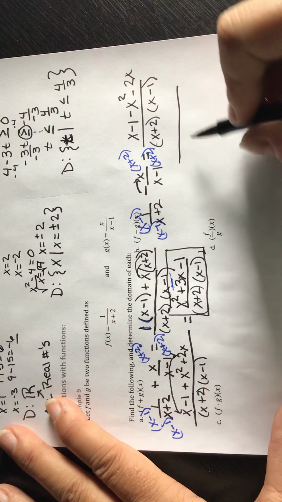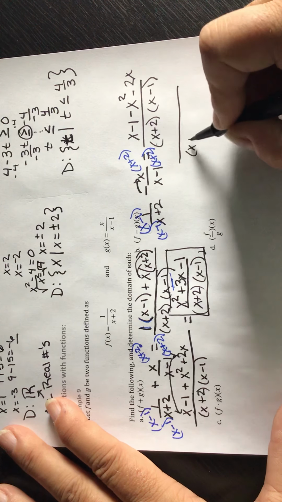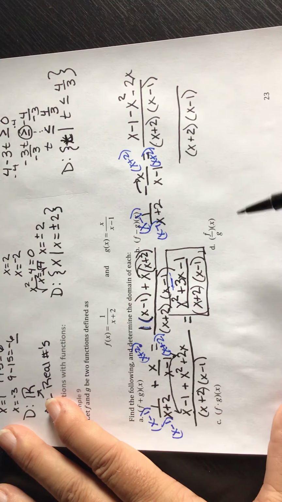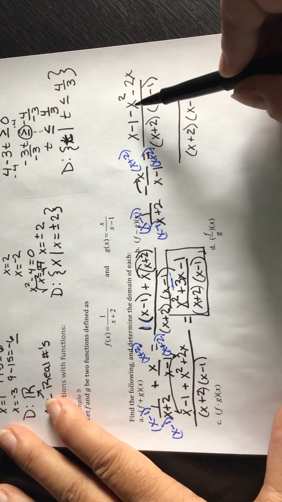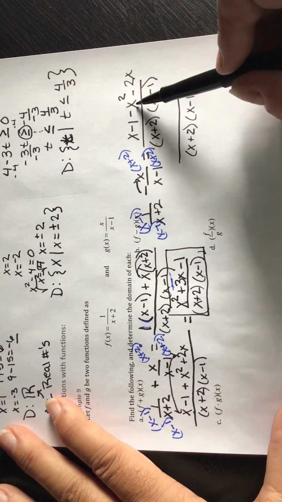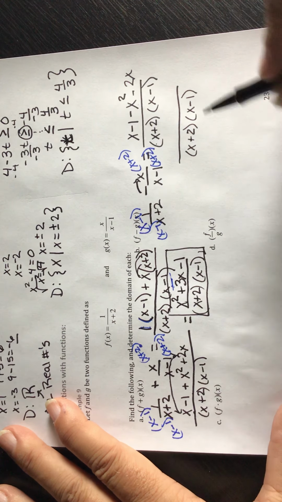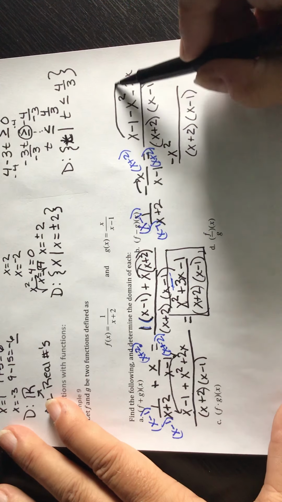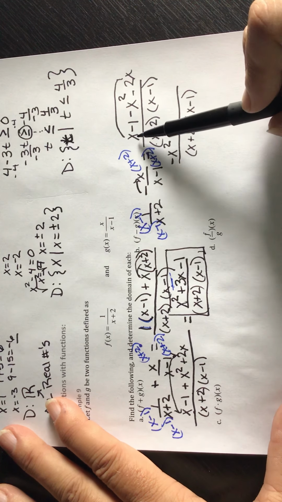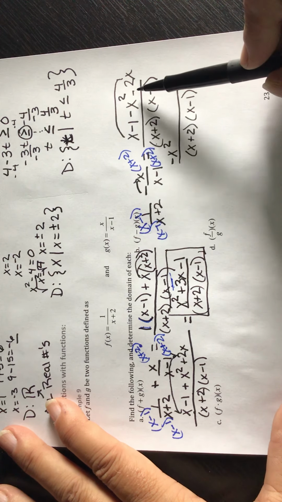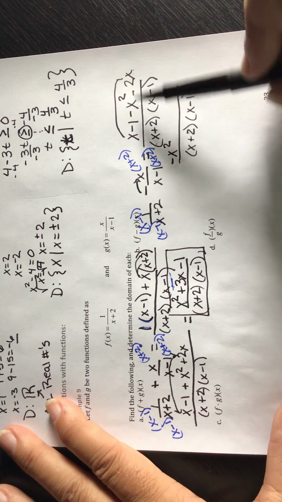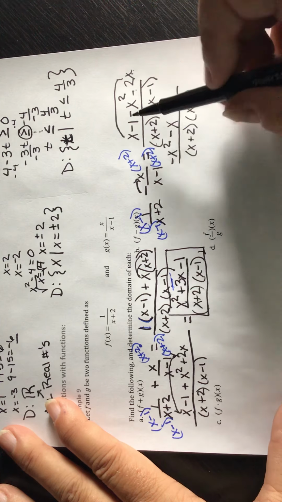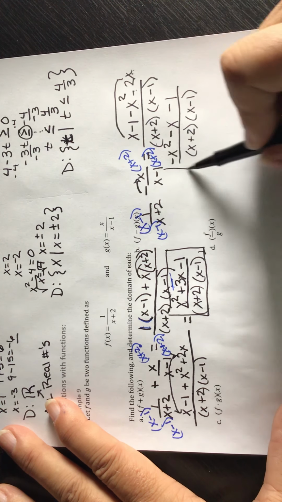Simplifying that, my common denominator keeps those factors, and my numerator takes the highest exponent. Now this is negative x squared. Now for my x's, I can combine like terms. I have positive x plus negative 2x, or x minus 2x is negative 1x, and then a minus 1.